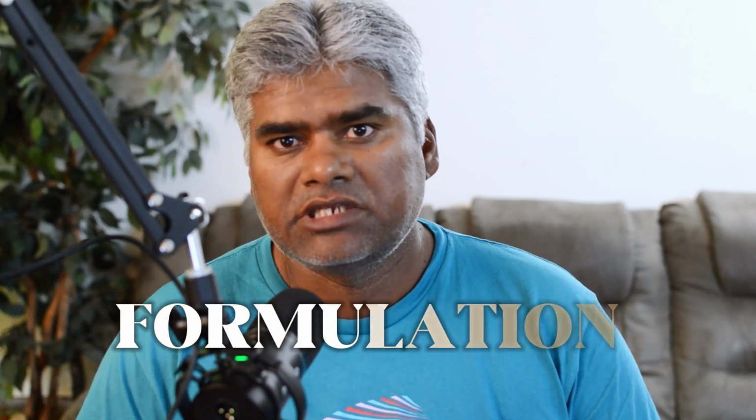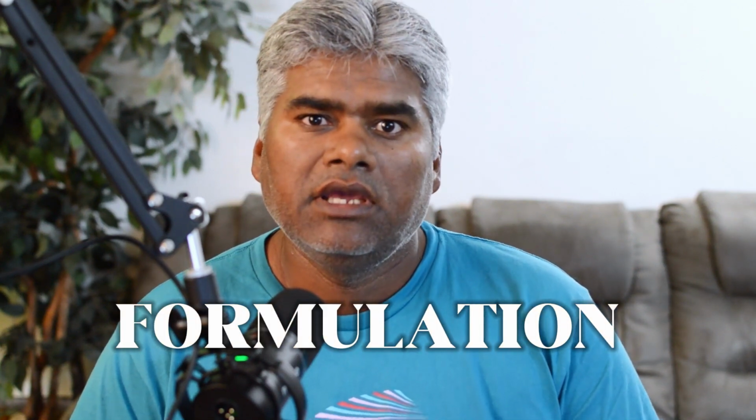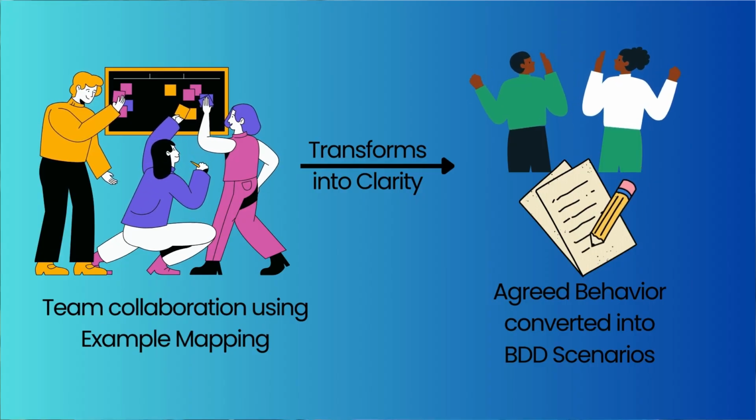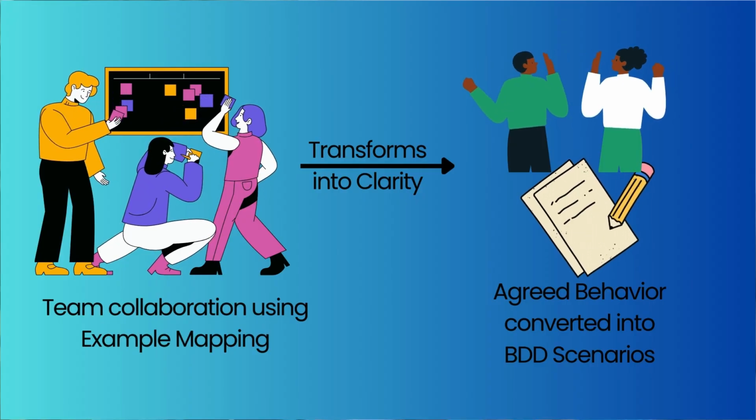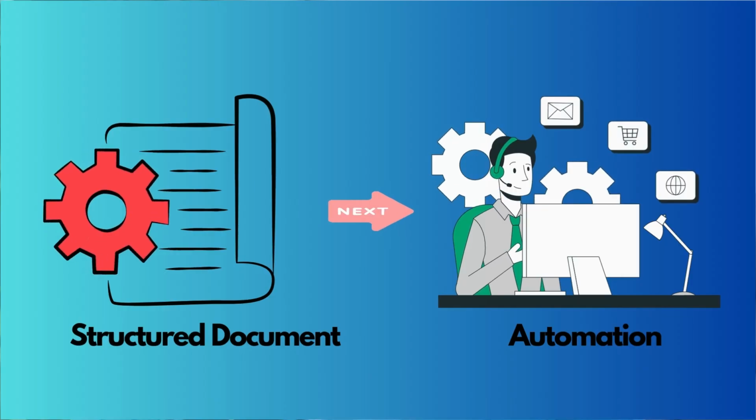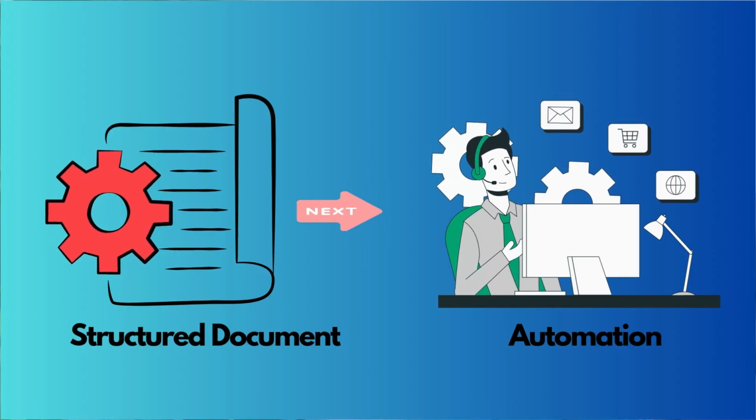Formulation is the second step of behavior-driven development. It is the process where your collaboration transforms into clarity. This is the phase where you convert those examples into a structured format, which will give you a quick way to confirm your shared understanding of what needs to be built. This structured document is going to guide your development, and it's going to work as an input for the automation, which is the last and third phase of behavior driven development.